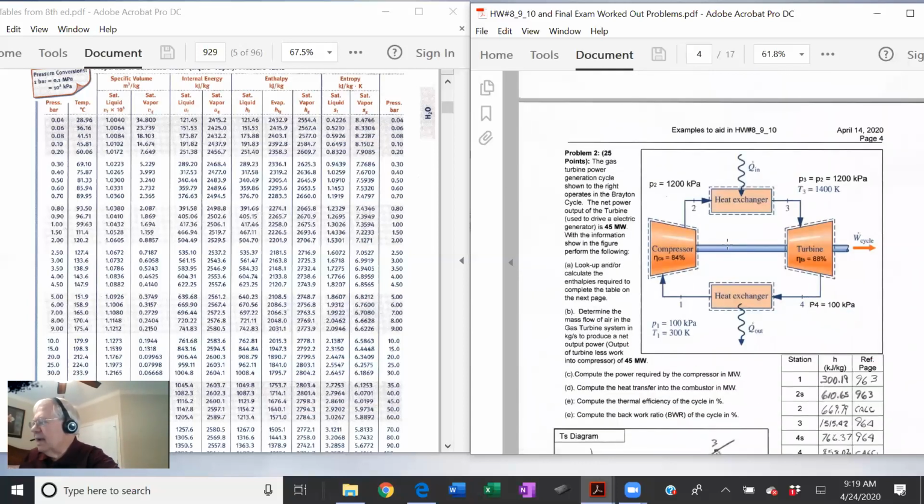This is the Brayton cycle. This uses air, just regular old air you breathe, pulled into a compressor, goes through this heat exchanger where it's mixed with a small amount of fuel, generally natural gas. It's combusted in this heat exchanger. This is actually a combustor. I should have changed that name to combustor.